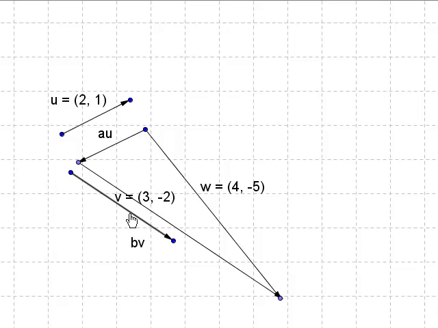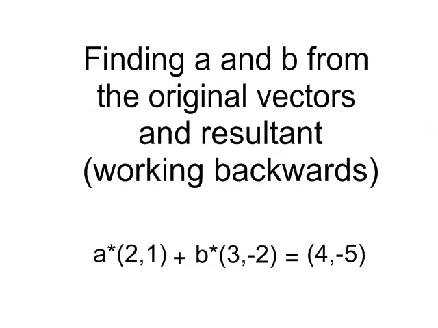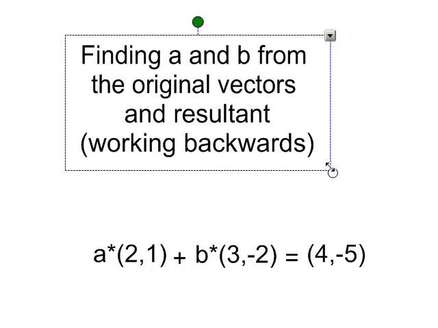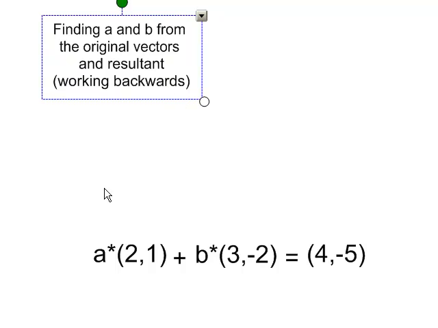However, we are going to learn how to do this algebraically, and it's relatively quick. And so here I go. I'm going to find a and b from the original vectors and the resultant. I'm just going to work backwards, and I'm going to be using elimination, although you can use substitution if you like. So there we go.